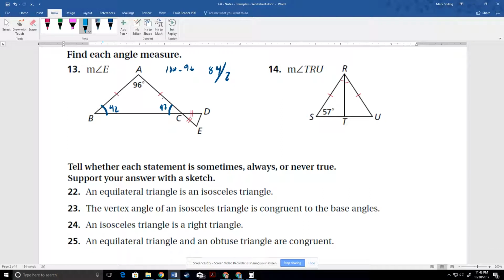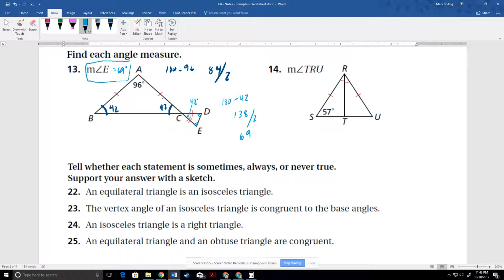So we know that this right here is actually going to be 42 as well because of vertical angles. And so we have to do the same thing again, because these are the base angles of this isosceles triangle. The angles opposite the congruent sides are equal. So we get 180 minus the 42, right? And so we get 138. We split it two ways and we get 69. So each angle here is 69, including angle E.